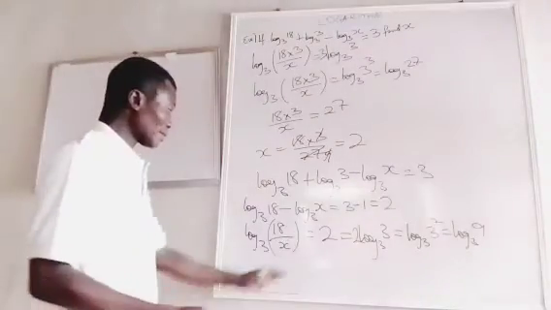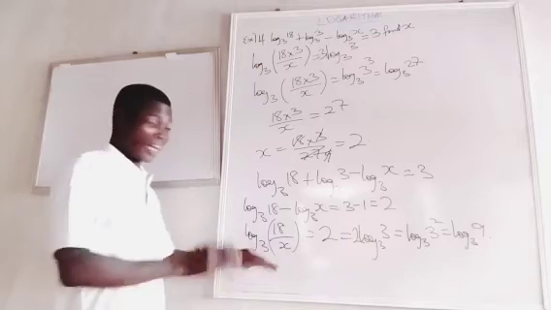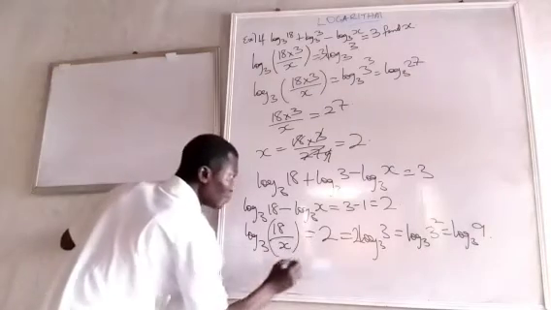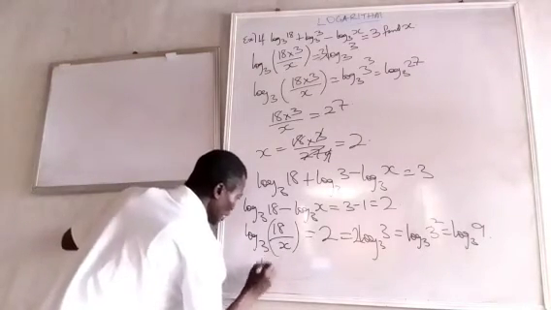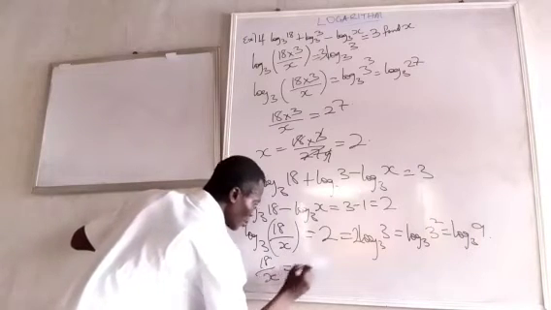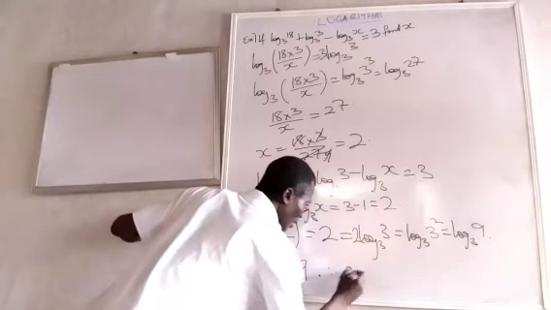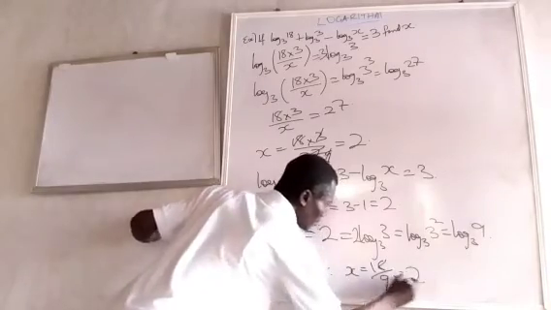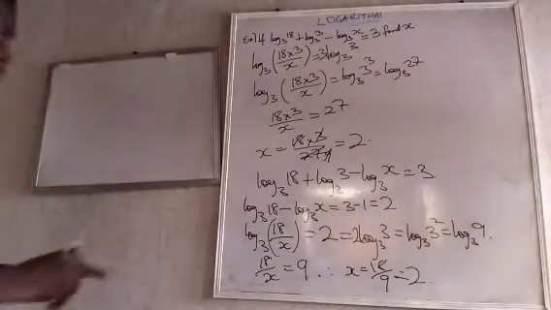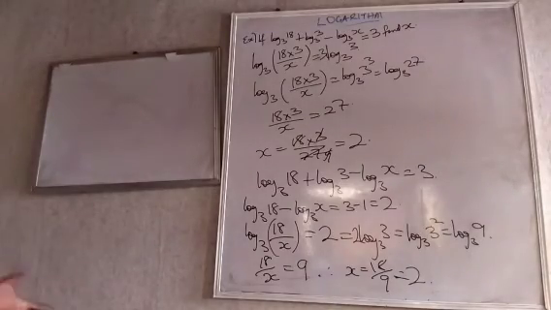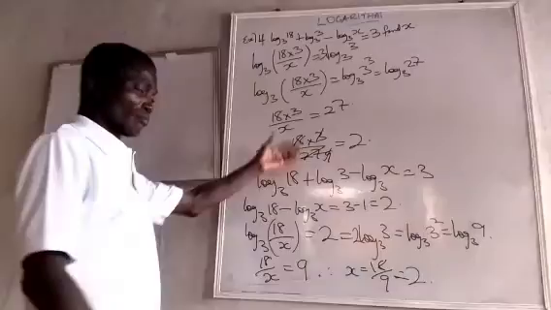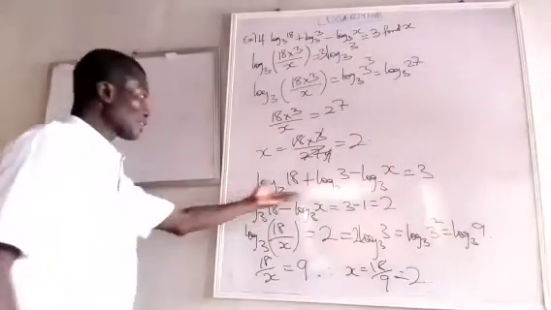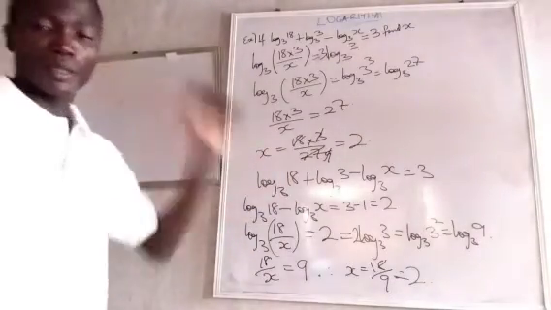If I have to do my exams, I have already known my answer here. 18 over x is equal to 9. Therefore, x equals 18 over 9, which is 2. So whatever way, it depends on the kind of exam you are doing. If it's a multiple choice question, you don't need all these things. The first step, second step is getting your answer.